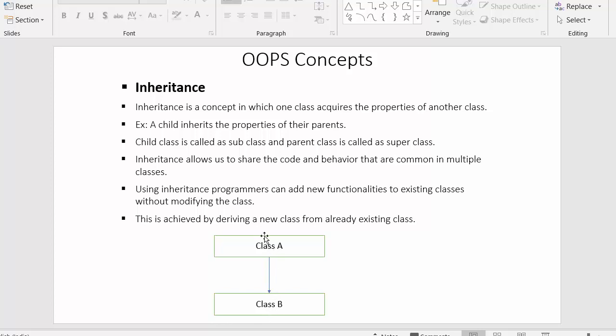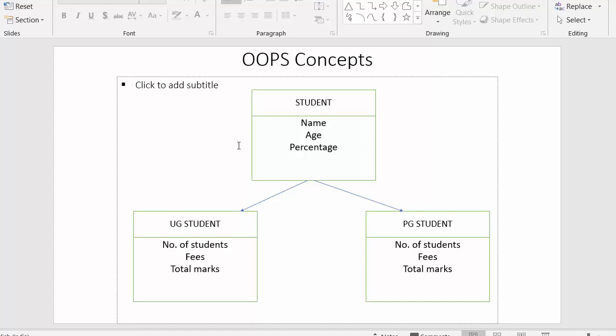So with this, programmers can add new functionalities to existing classes without modifying the class. This is achieved by deriving a new class from an already existing class. Here, this has been achieved by deriving a new class, which is B, from the already existing class, which is A. So this is the concept of inheritance. Now let us see this concept with the help of this diagram.